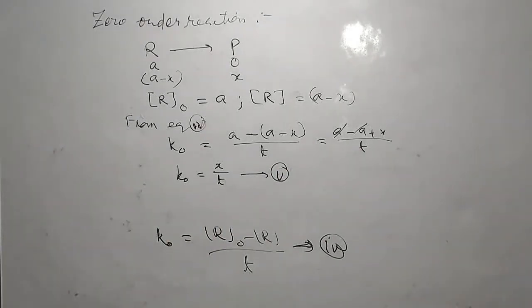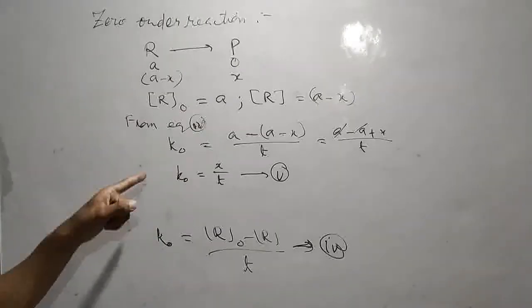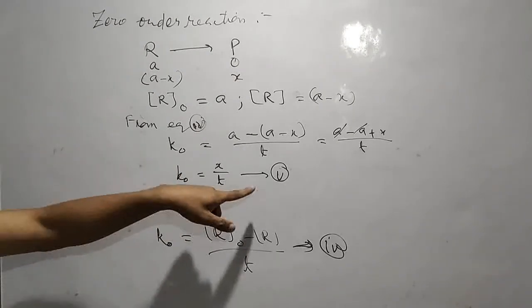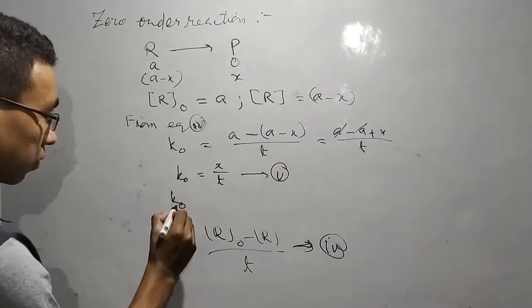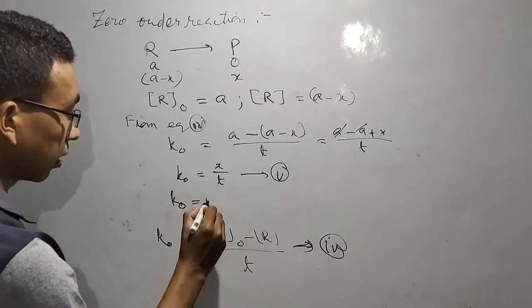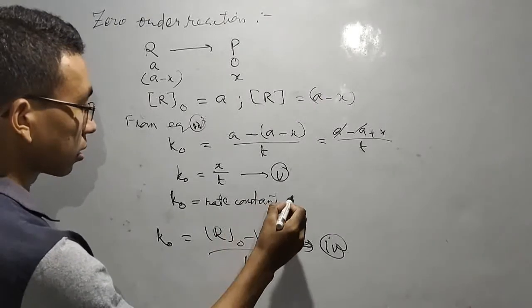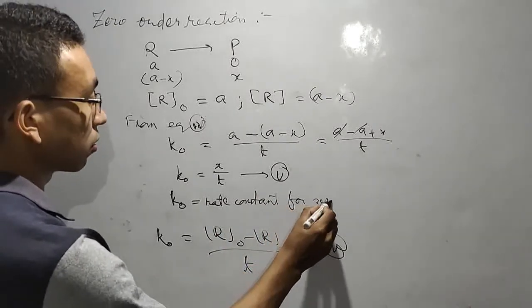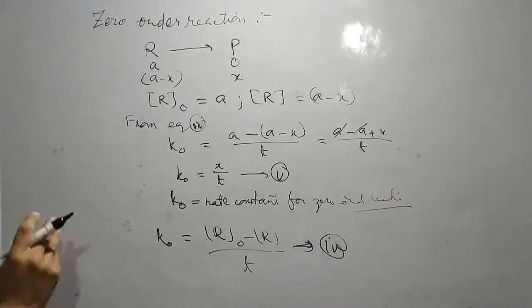We can also represent the integrated rate equation for 0 order reaction in this form. And one more thing, I think I forgot to mention this one. This K naught is the rate constant for 0 order reaction. Okay, this one you have to remember.